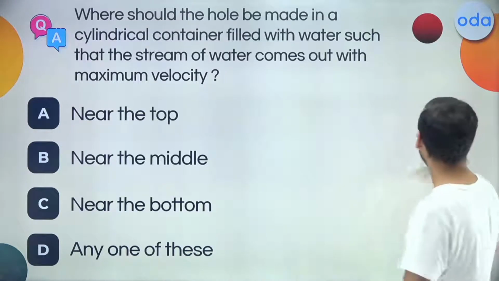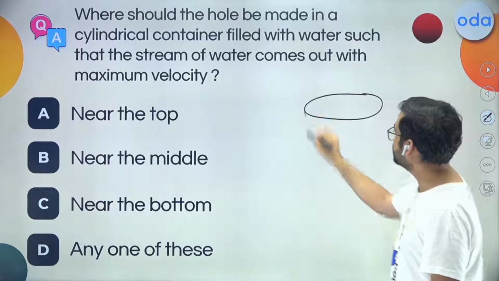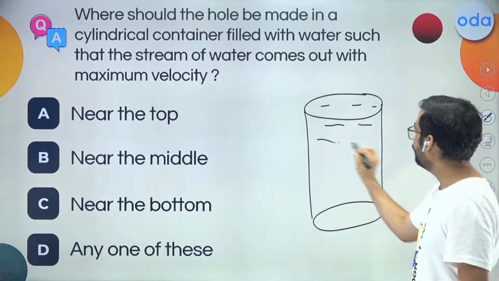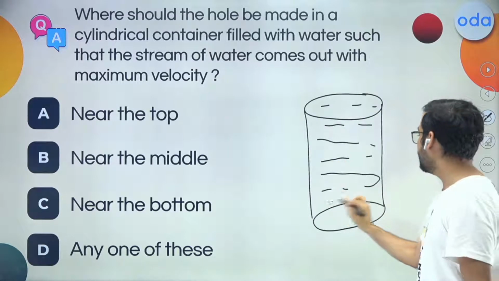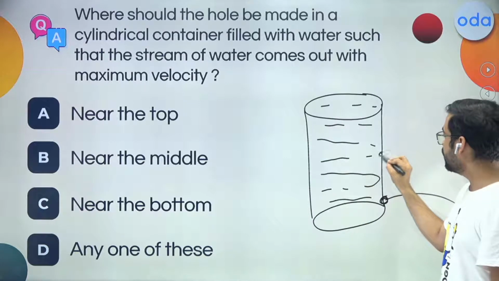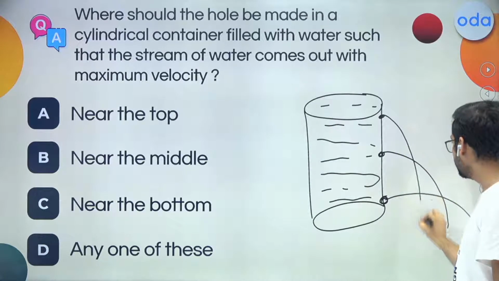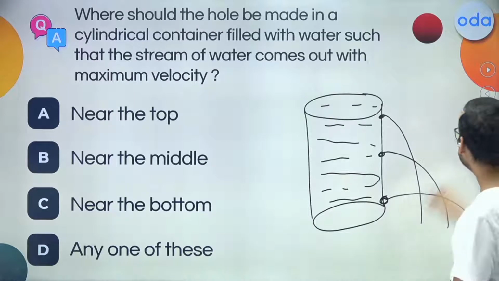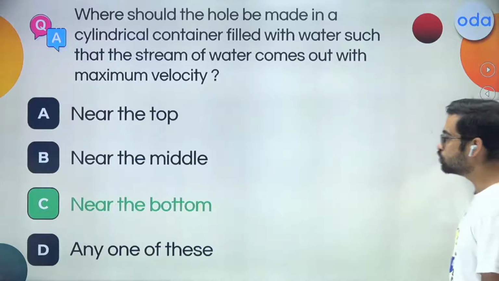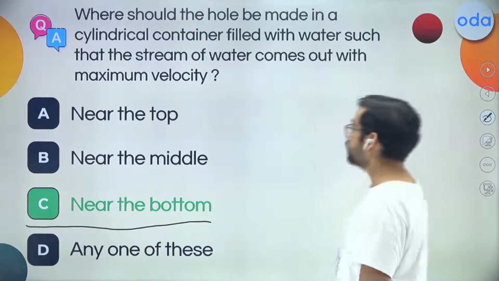I think if I try to draw this out, if I have a cylindrical container and it is absolutely filled with water, and I make a hole over here, it might come out like this. If I make a hole here, it might come out like this. And if I make a hole here, it might just come out like this. So my option that should be correct through my intuition happens to be near the bottom. Right? Option C is absolutely correct.